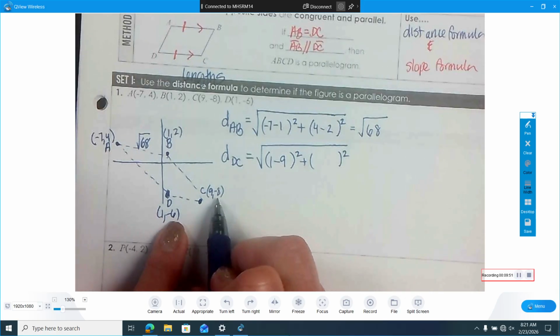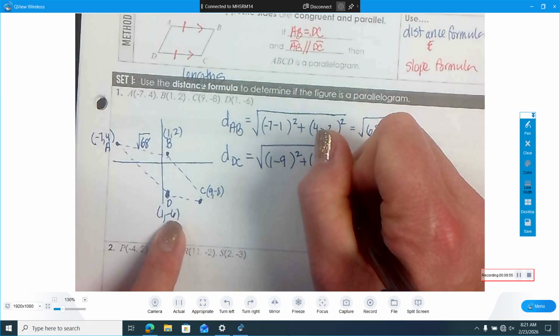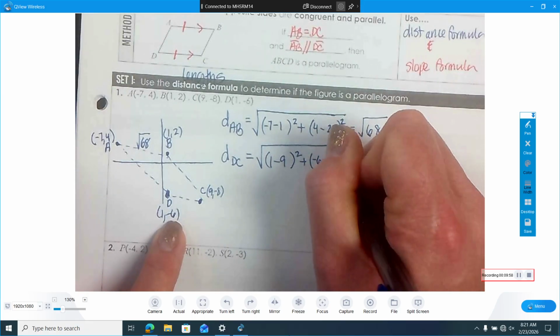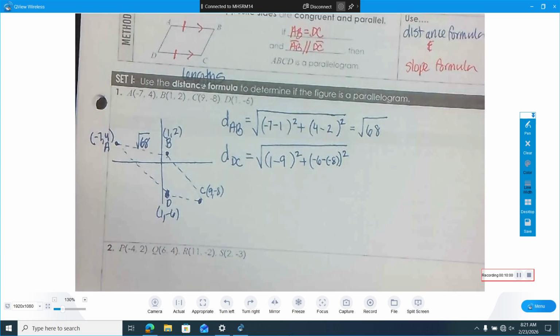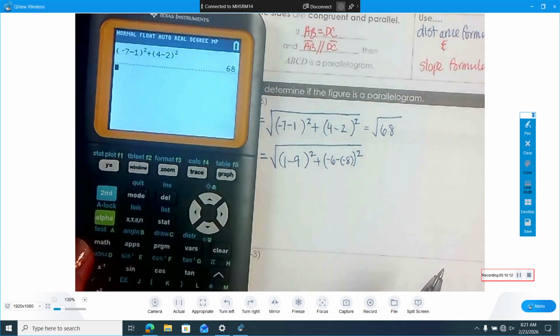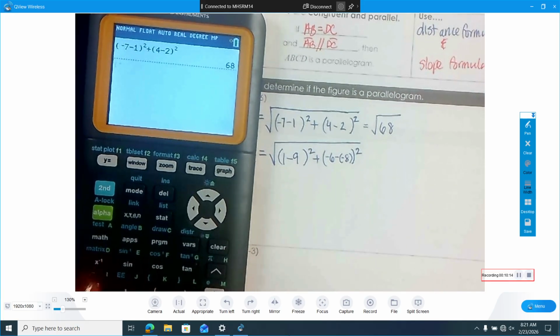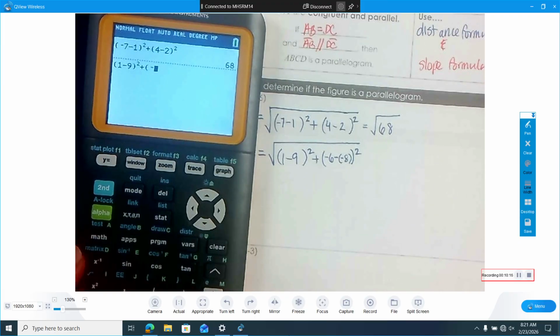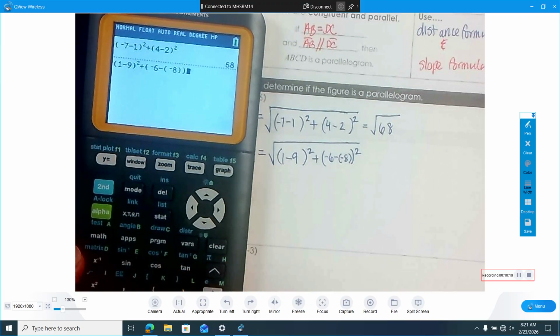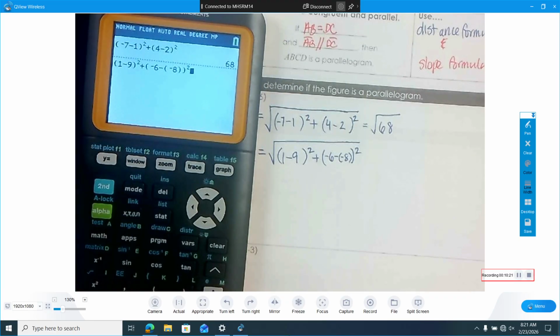What do I have to do for my y's? Don't put extra parentheses. Yeah, so negative 6 minus the negative 8 is really how you would do that. Could you also just minus the negative becomes positive? Yeah, okay. So negative 6 minus the negative 8. You do have to be a little bit careful. All right, so I got 1 minus 9. I'm going to square that, and plus negative 6 minus the negative 8, and square that. So again, if you're careful, you can put that whole thing in.